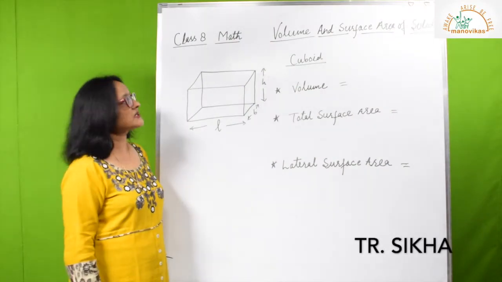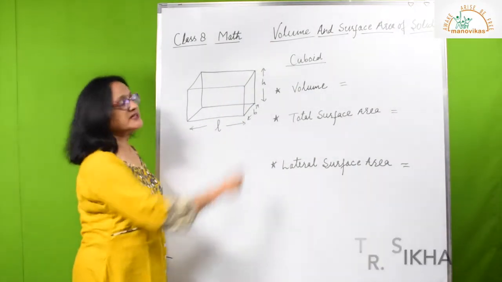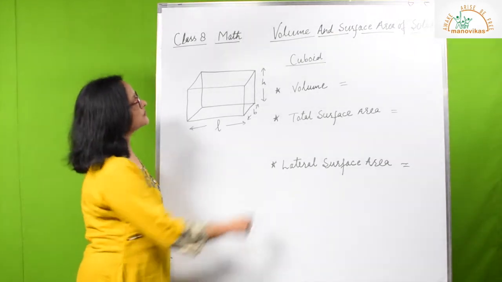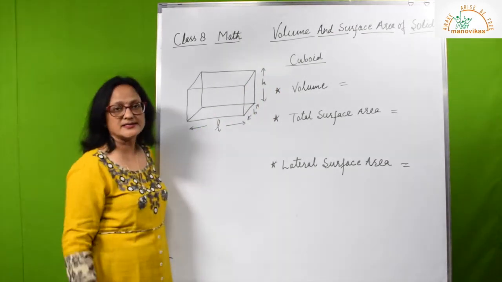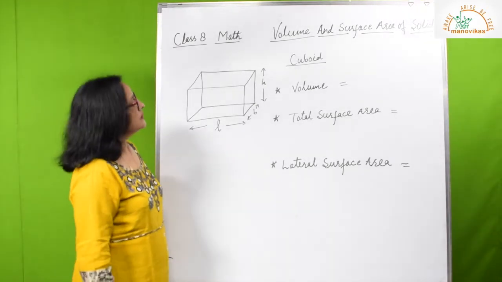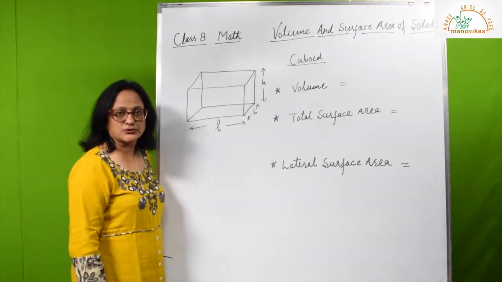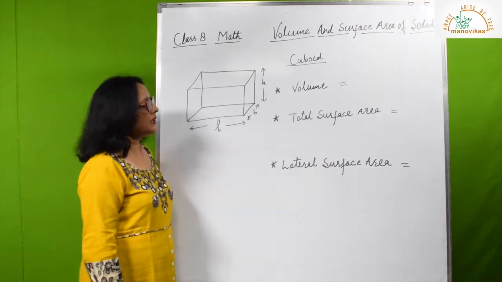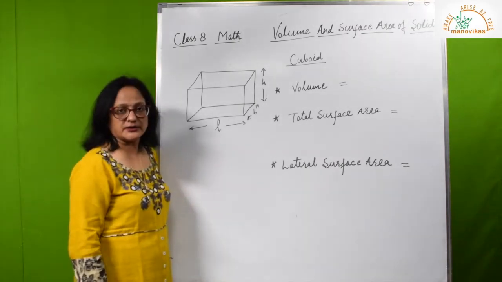Now we are going to start a new chapter, volume and surface area of solids. In this chapter, first we are going to take a solid as a cuboid. There are certain formulas that you have to remember to solve the exercise, so one by one we will explain the formulas.